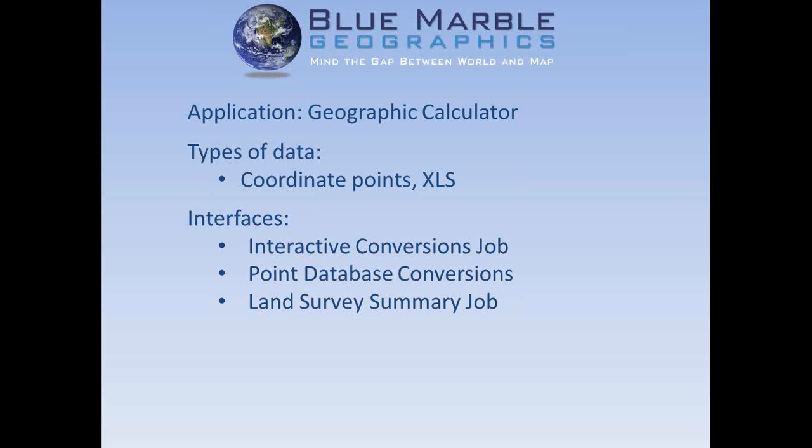We're going to be looking at three main interfaces. We're going to be looking at the interactive conversions job. We're going to be looking at single point conversions on that job. We're going to be looking at the point database conversions job. That's going to be where we handle our tabular data, things like the Excel sheets we're going to take a look at. And we're going to be taking a look at a brand new job in Calculator 2014. That is the Land Survey Summary job.